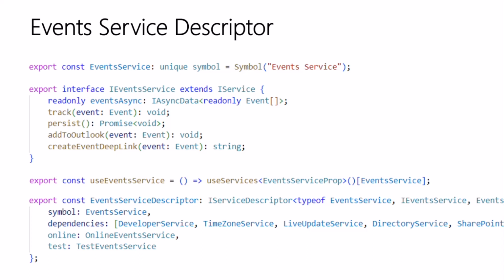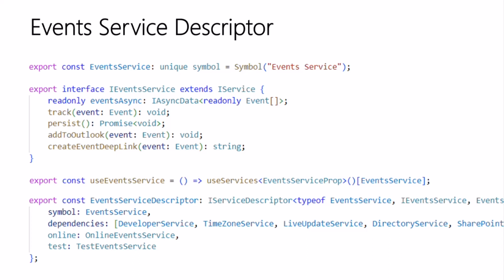Next, we'll define an interface for our service. This has methods to retrieve events, as well as add and persist events, and other business logic, like enabling the user to add this event to their Outlook calendar, or generating a deep link to the event. The kind of business logic that developers often put directly in the UI layer, but can really benefit from being separated out into a services layer.